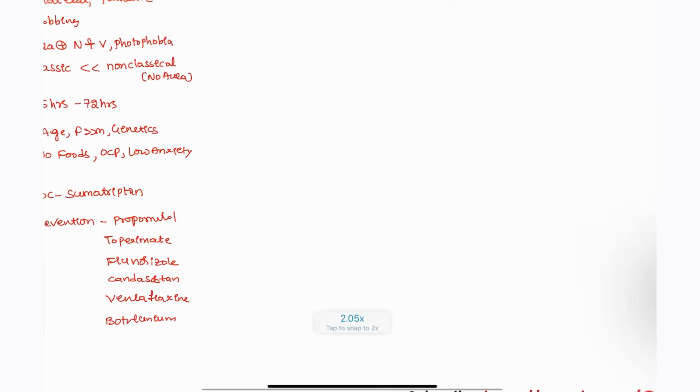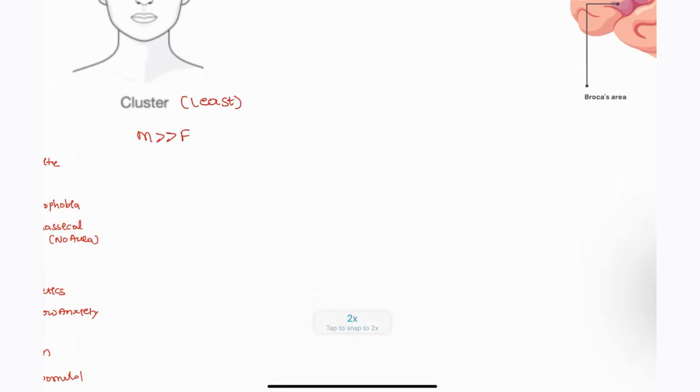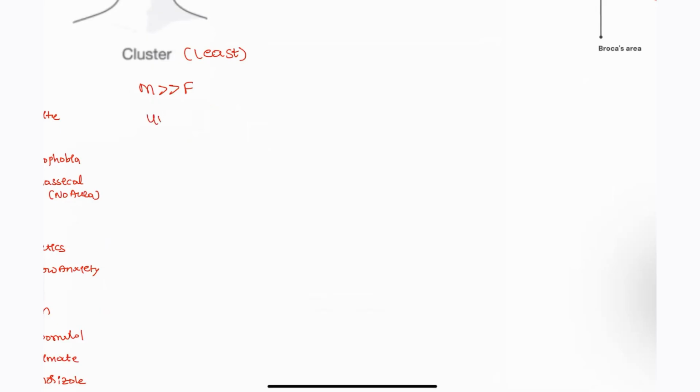Next, moving on to the last type of headache, the cluster type of headache. Cluster is the least common, and mostly this is opposite to that. Mostly males are associated with this pain, and it is unilateral, and only a specific region will be associated with the pain.